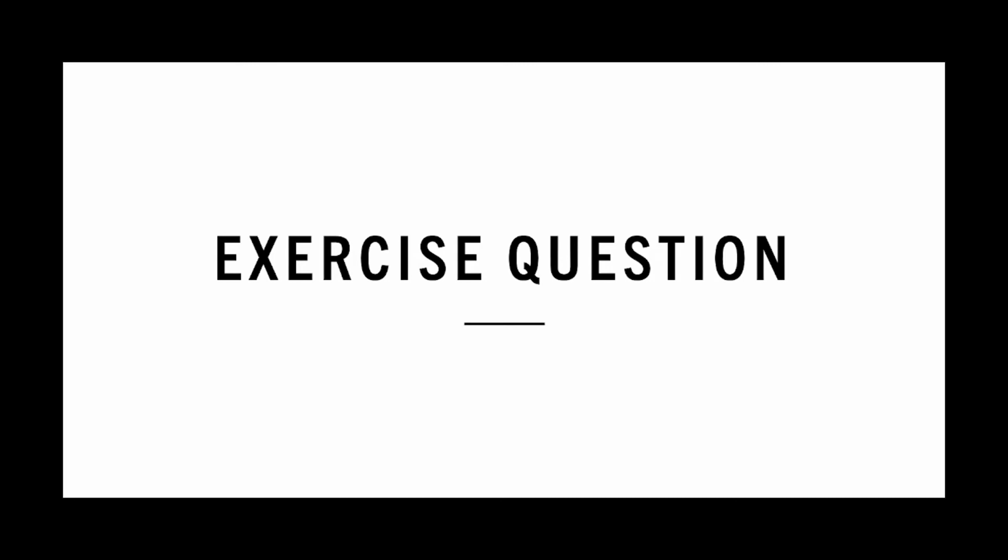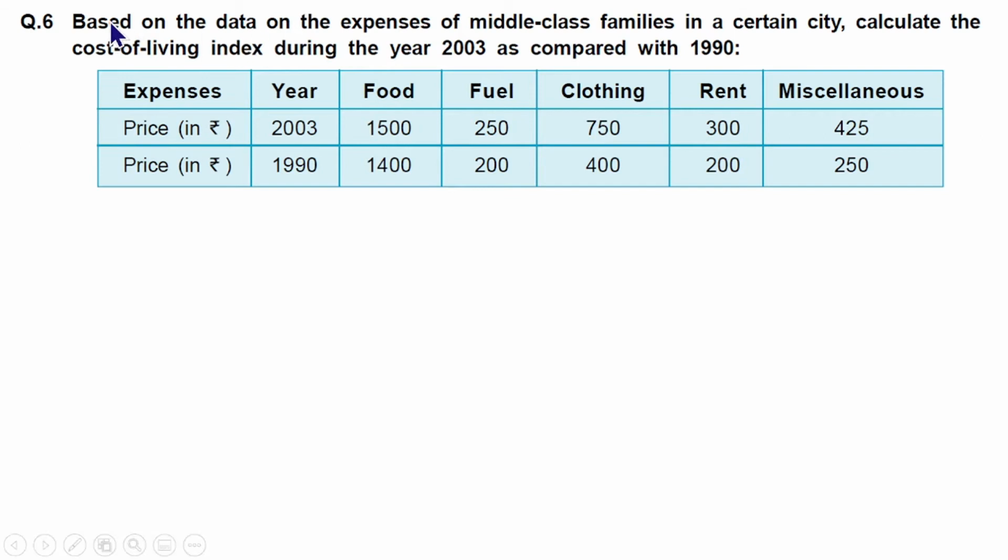Now we will see some exercise questions. Question number 6 is given based on the data on the expenses of middle class families in a certain city. Calculate the cost of living index during the year 2003 as compared with 1990. So here we are asked to calculate the cost of living index. They have given the expenses in the year 2003 and in the year 1990.